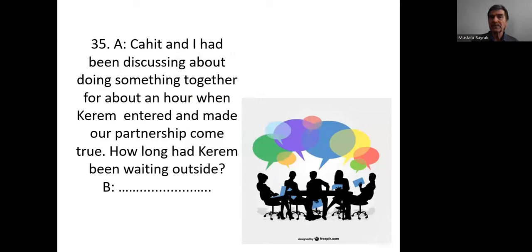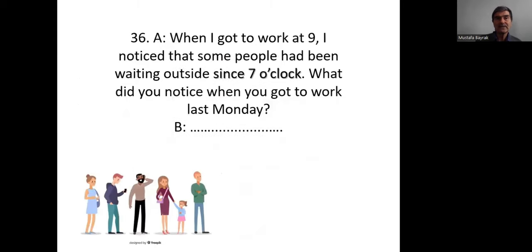35A. Cahit and I had been discussing doing something together for about an hour when Kerem entered and made our partnership come true. How long had Kerem been waiting outside? Kerem had been waiting outside for 5 minutes. 36A, when I got to work at 9, I noticed that some people had been waiting outside since 7 o'clock. What did you notice when you got to work last Monday? When I got to work last Monday, I noticed that my father and mother had come to my office.